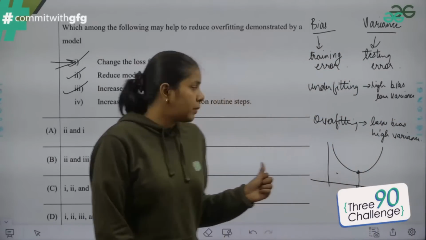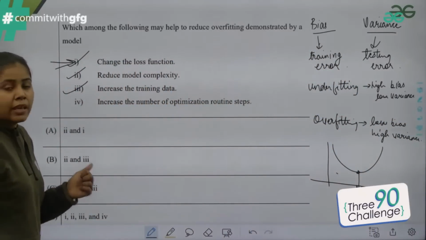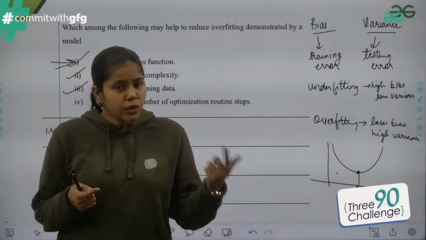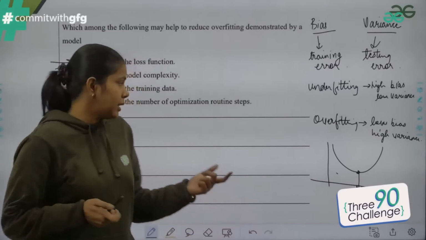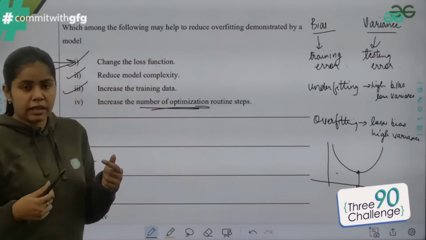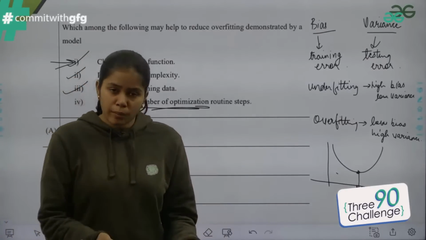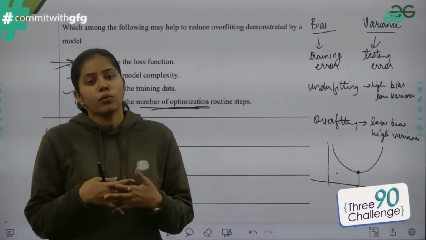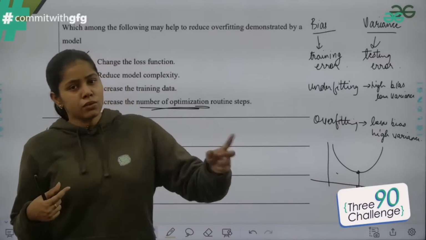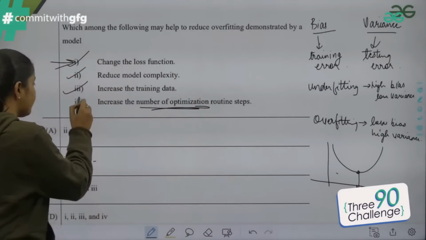Increasing the number of optimization routine steps. If I increase the number of optimization routine steps, this would increase the overfitting, right? Because I am increasing the number of optimization steps, that means my model is becoming more complex, and I do not want it more complex, because a more complex model would lead to overfitting, right? So that's why the fourth is not true.